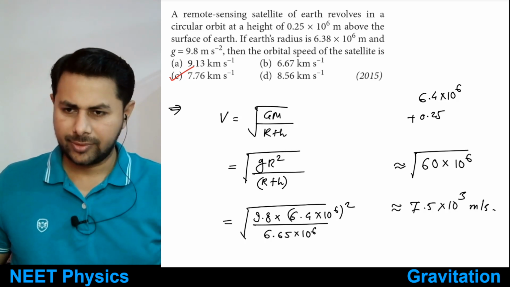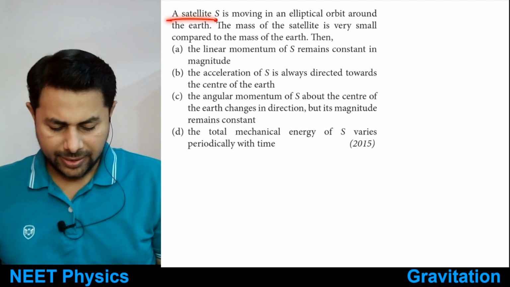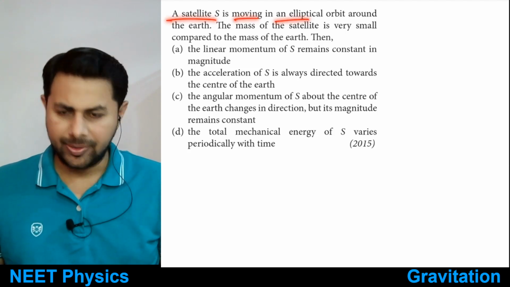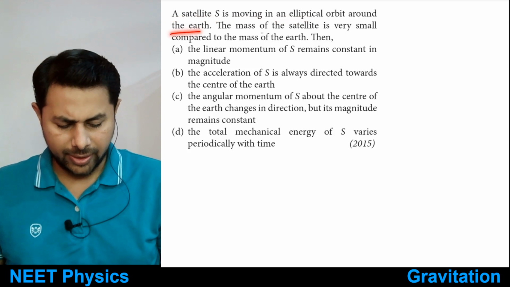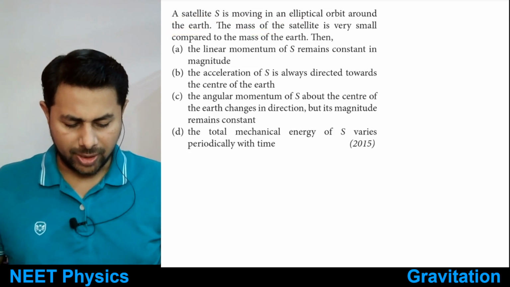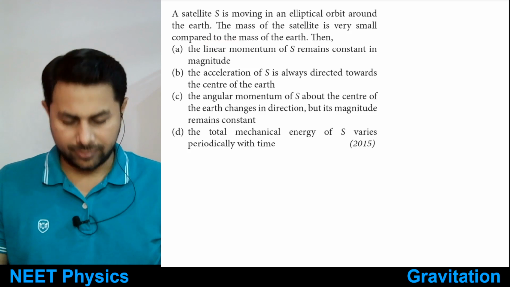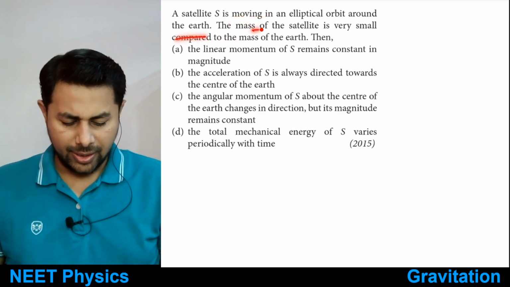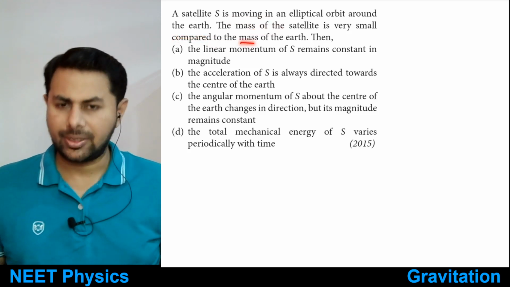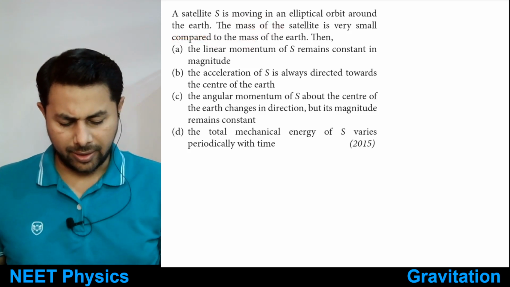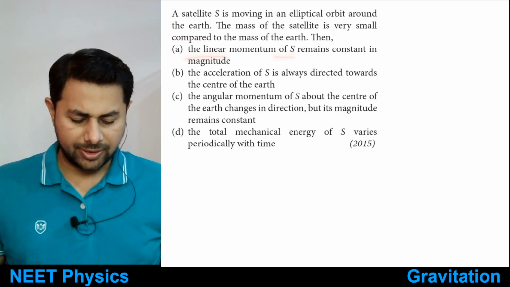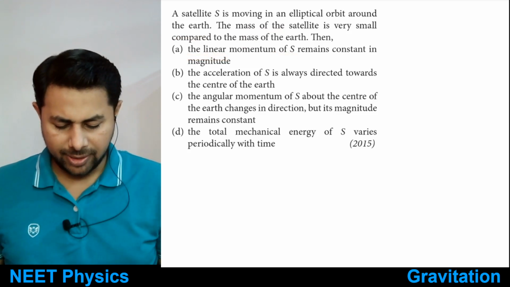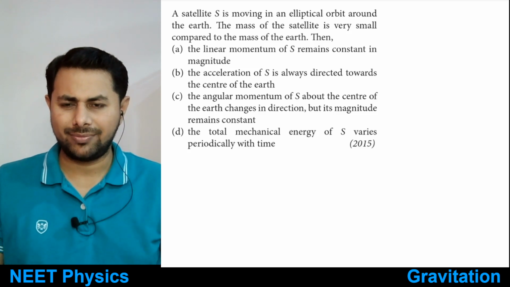Okay, let's see the next one. A satellite S is moving in an elliptical orbit around the Earth. The mass of the satellite is very small compared to the mass of the Earth. Then the linear momentum of S remains constant in magnitude. Does it remain constant? The linear momentum? Yes, no?